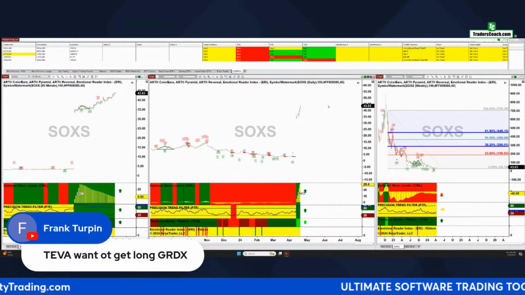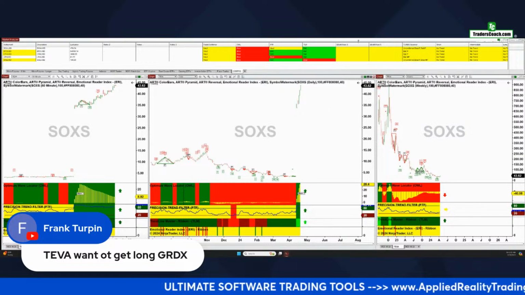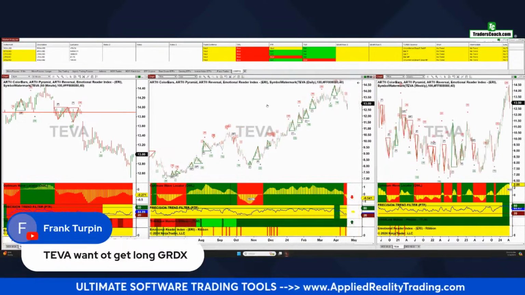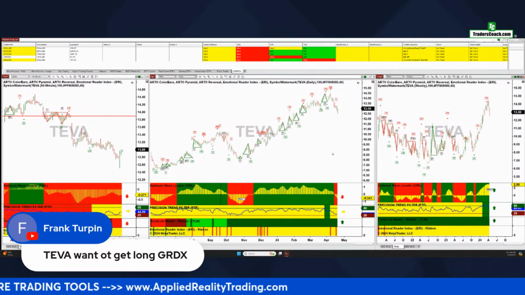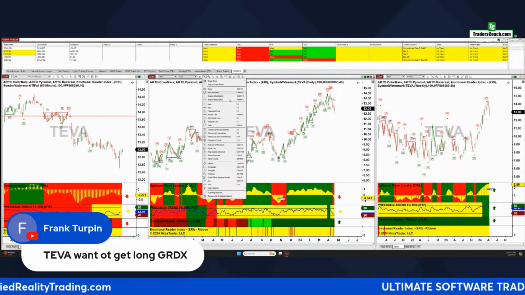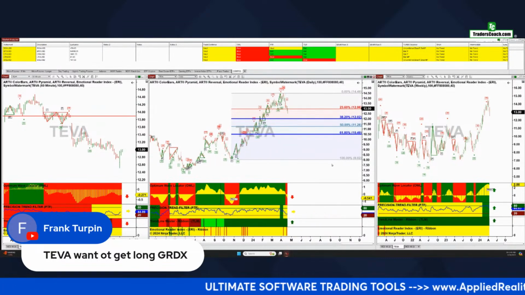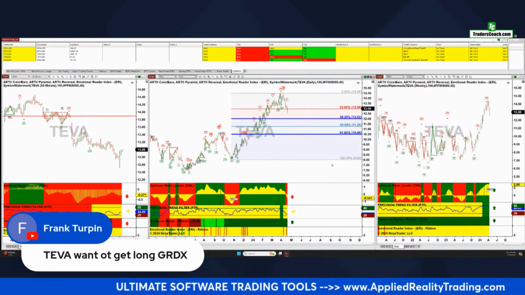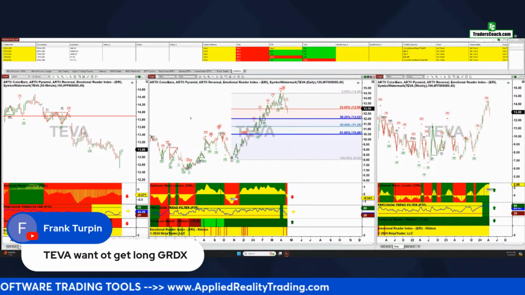Teva, T-E-V-A. Want to get long. Wait, okay, it's coming down. All right, you'll have your chance, I think, but let's wait and draw that target of where you'll have your chance. And I think that's between $12.02 down to $10. So bring it back next week, okay?